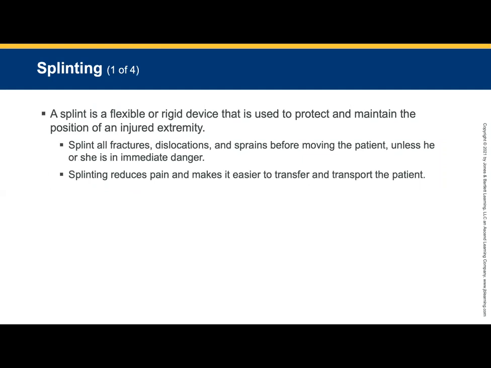All right, so here in splinting, basically the definition of a splint is a flexible, rigid device that protects and maintains the position of the injured extremity. Now, again, it doesn't have to be one that you buy from the store. It doesn't have to be anything like that.